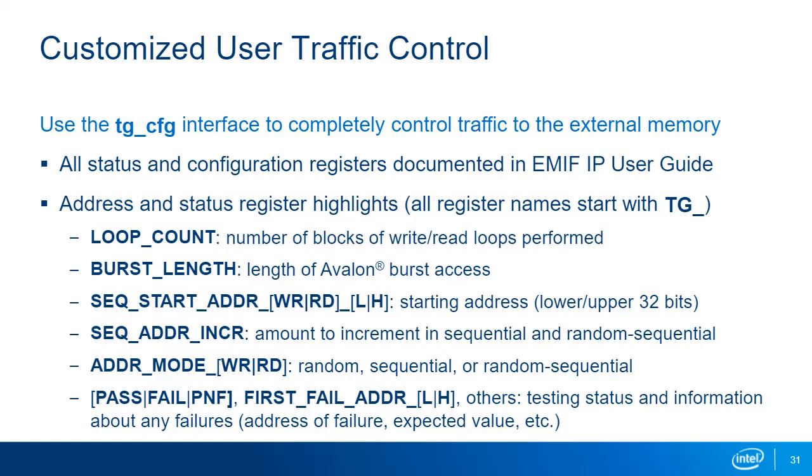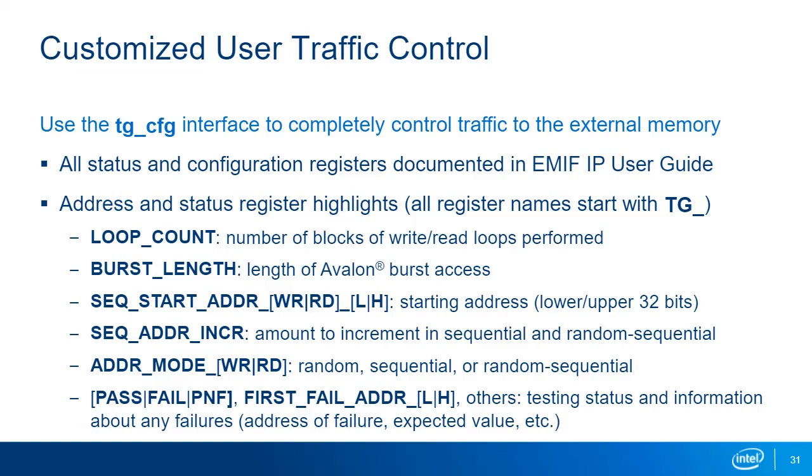All registers and their addresses are listed in the EMIF IP User Guide, but some of the key address, control, and status registers are listed here. To distinguish them easily, all register names are prefixed with TG. Loop count refers to the number of blocks of writes and reads performed when the traffic generator runs. Recall that for the default pattern, this was set with a parameter. For a custom pattern, you can set the loop count to whatever you want.